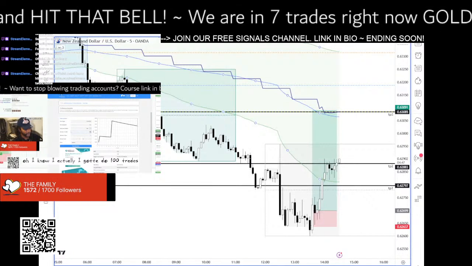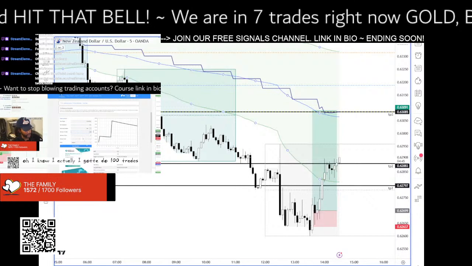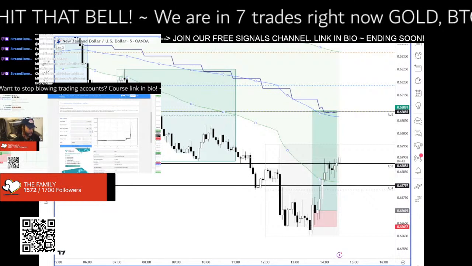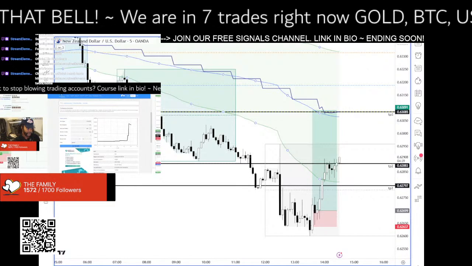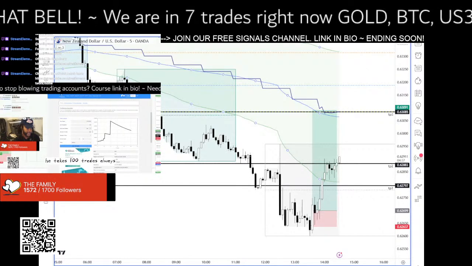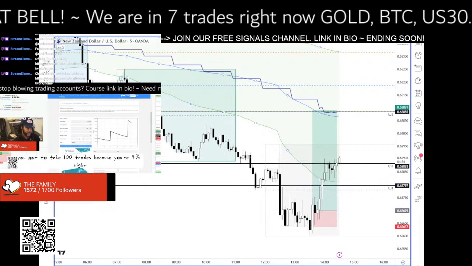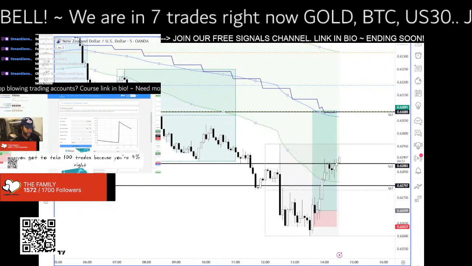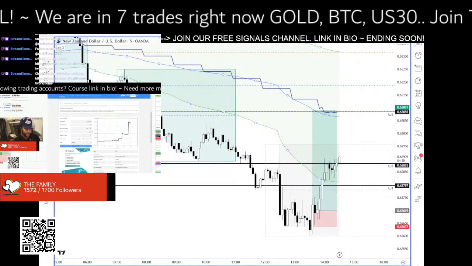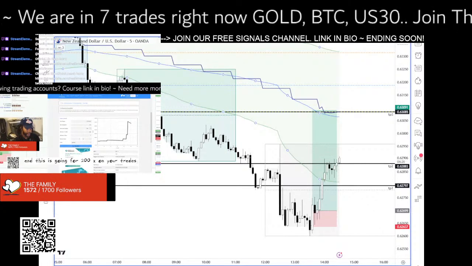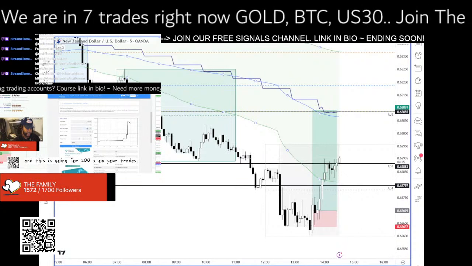Oh, I know why actually. I gotta do 100 trades. Yeah, so this is how his account grows. He's prepared. He always takes his 100 trades. You gotta take your 100 trades because you're 4% right. So you can't just take 20 trades. You have to take 100 trades, and this is going for 200x on your trades.